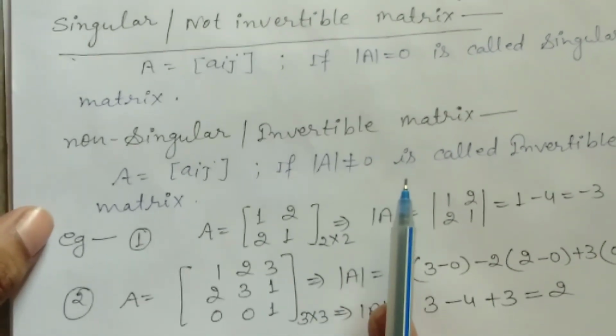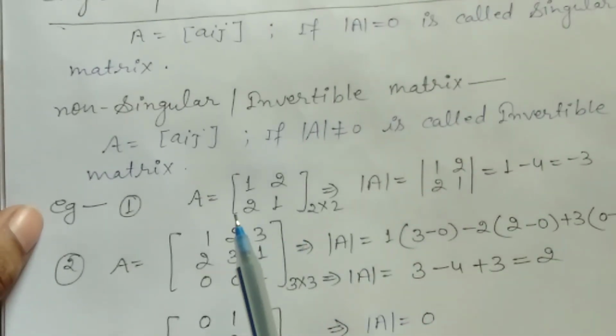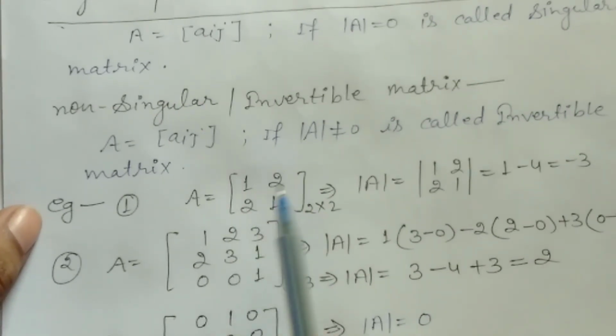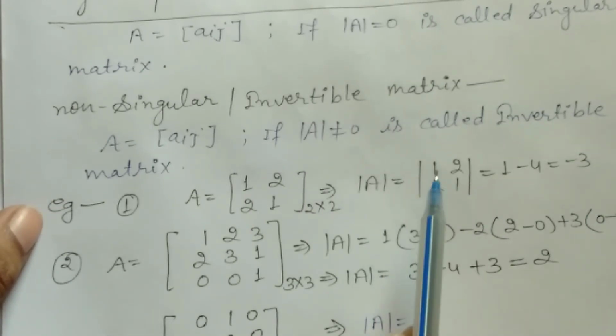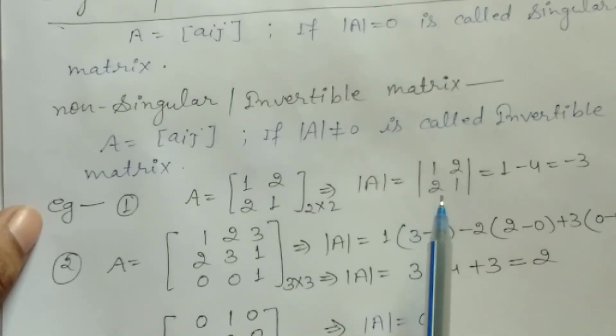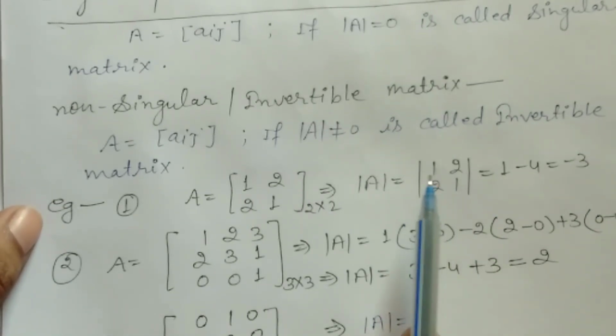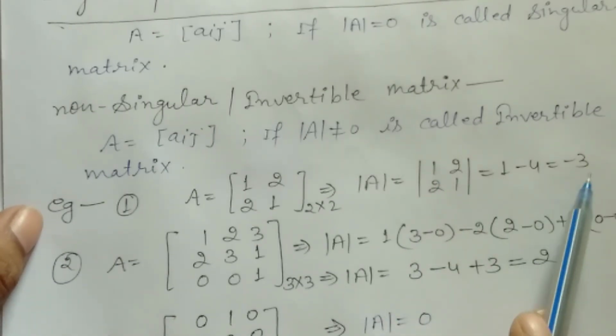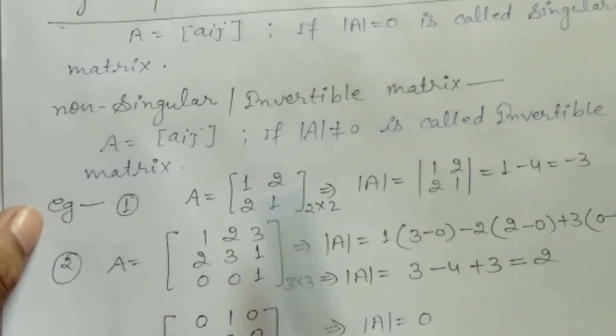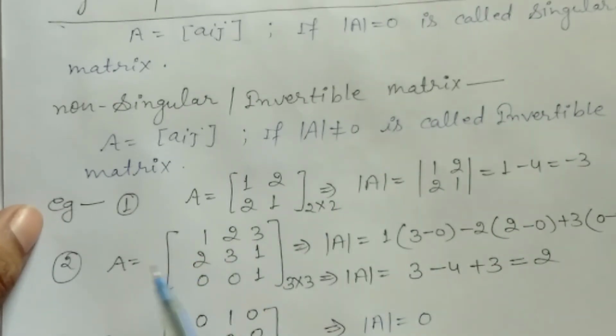We take some examples. Example first, A equals 1, 2, 2, 1, which is a 2 cross 2 matrix, and its determinant equals, in parallel lines, 1 minus 2 times 2, that is 1 minus 4, which equals minus 3. The determinant of the matrix is minus 3. Okay, next question, question number second.